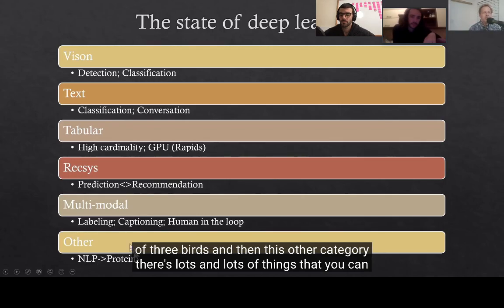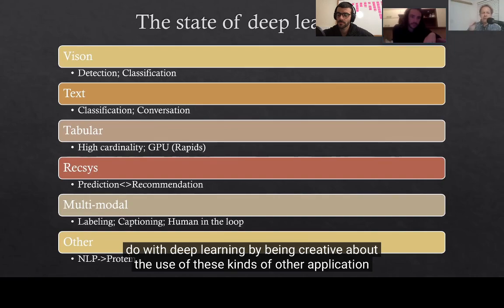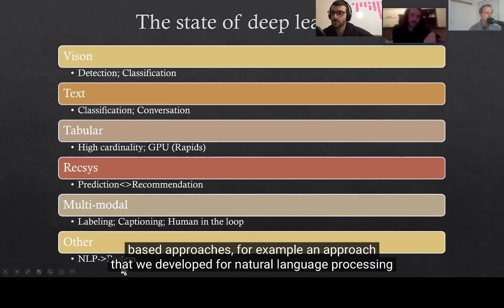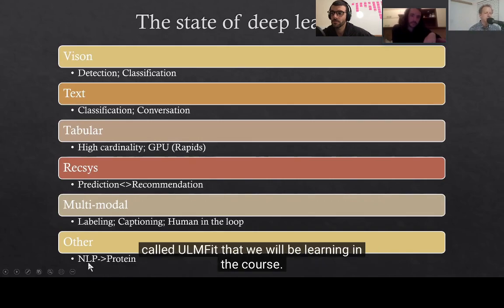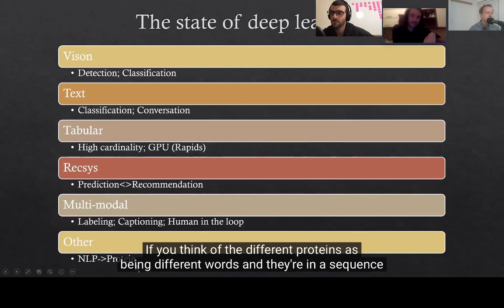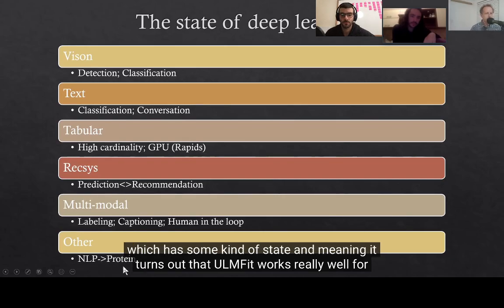And then this other category, there's lots and lots of things that you can do with deep learning by being creative about the use of these kinds of other application-based approaches. For example, an approach that we developed for natural language processing called ULMFit that we'll be learning in the course turns out to also be fantastic at doing protein analysis. If you think of the different proteins as being different words, and they're in a sequence which has some kind of state and meaning, it turns out that ULMFit works really well for protein analysis.